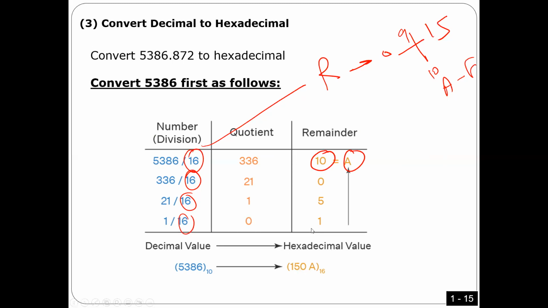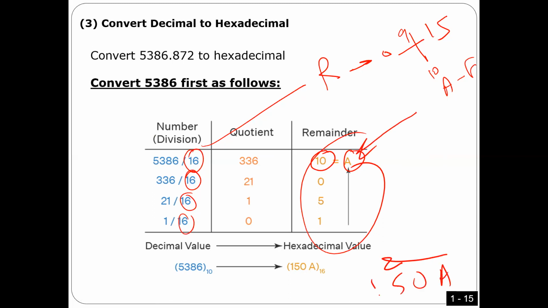And again, the way I'm going to write these numbers is right to left. So it's going to be A051. So this one is equivalent to this.